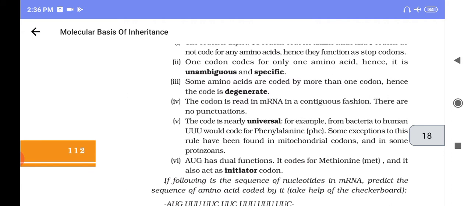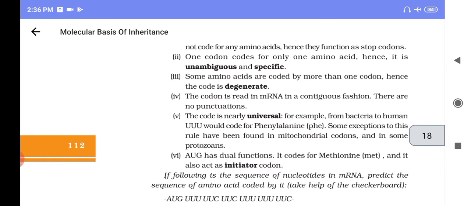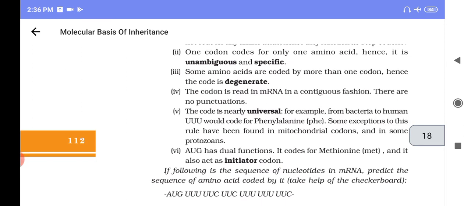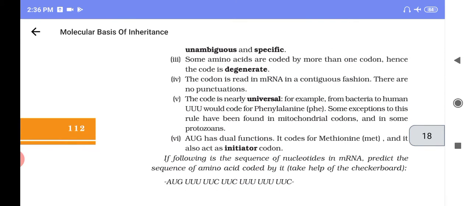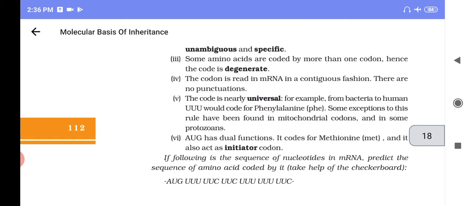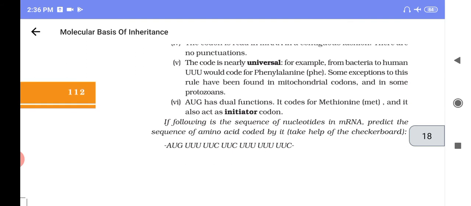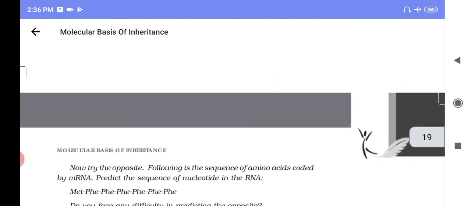The codon is read in mRNA in a contiguous fashion. There are no punctuations. The code is nearly universal. For example, from bacteria to human, UUU would code for phenylalanine. Some exceptions to these rules have been found in mitochondrial codons and in some protozoans. AUG has dual functions. It codes for methionine and it also acts as an initiator codon.